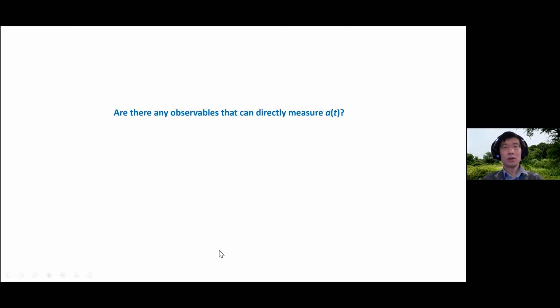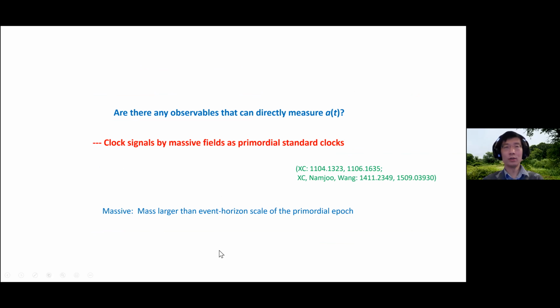So the question is, are there any observables that can directly measure a of t? This is the question we ask in this direction. The answer turns out to be yes. As I will explain, it's induced by the clock signals of those massive fields, which we call primordial standard clocks.